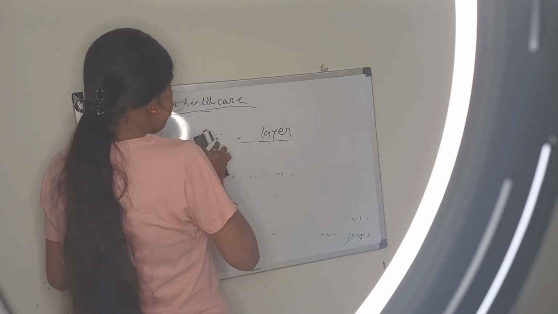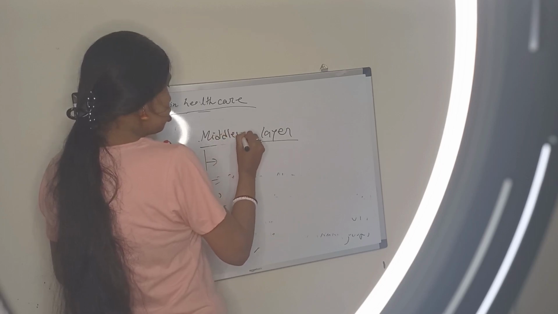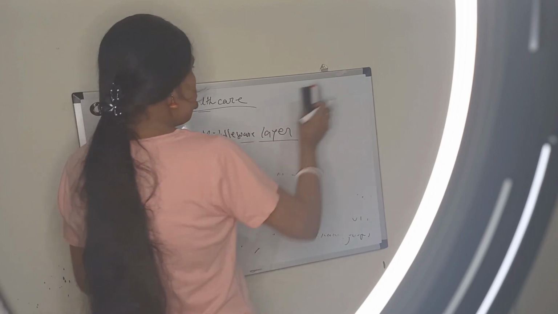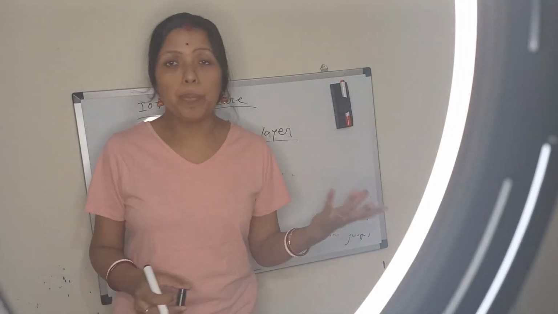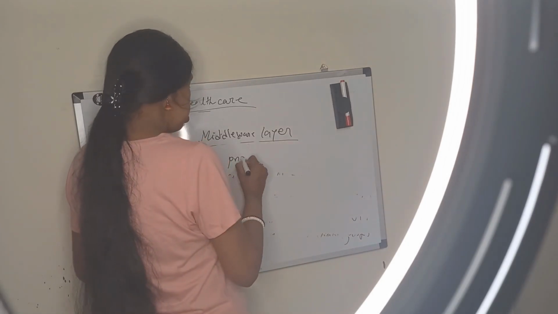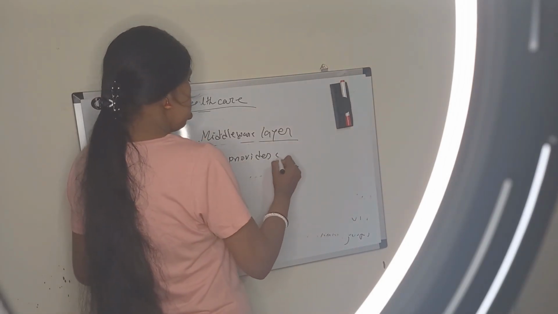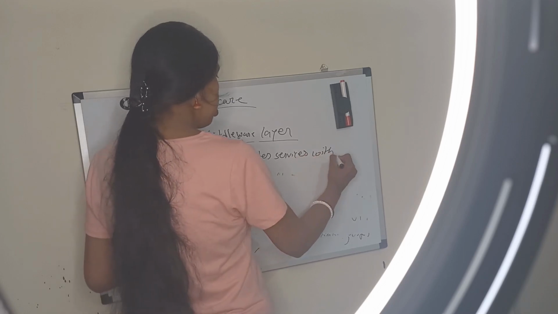Next we come to the middleware layer. In the case of the middleware layer, what normally happens is that it provides services with name and address.